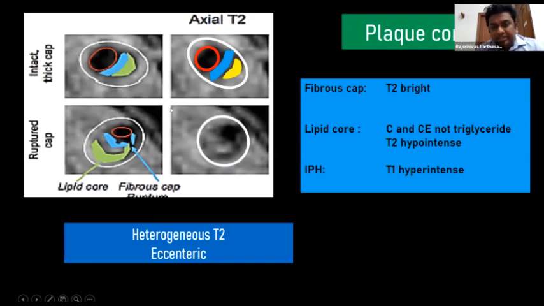In this particular instance, this is an artery that has caused a problem. This is the vessel lumen. There is a breach in the fibrous capsule, and you see the inner lipid core that is being exposed to the lumen. So one of the important things in vessel wall imaging related to plaque imaging is to look at T2, look for the hyperintensity close to the lumen, and look for heterogeneity in the T2 appearance of the plaque.